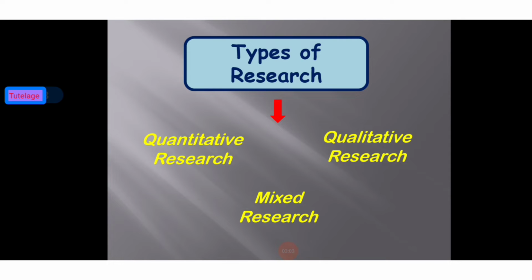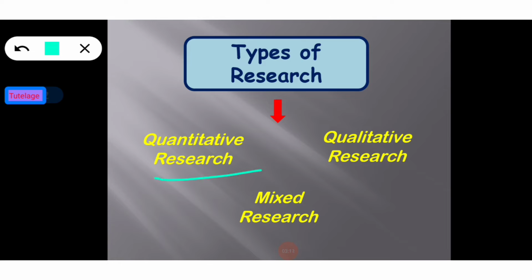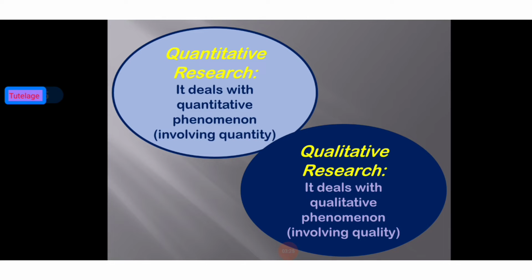That is types of research. We can see here research is of three types. First one is quantitative research, second one is qualitative research, and third one is mixed research. So now move on to the next slide for the explanation. At first we have to discuss quantitative research.